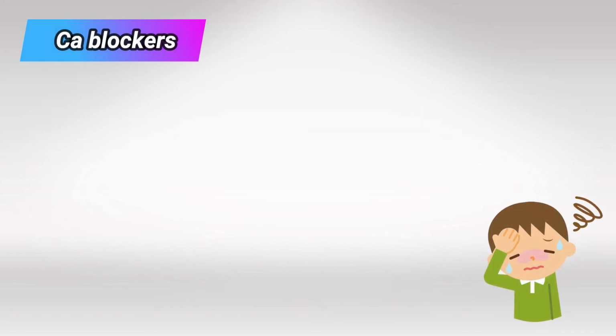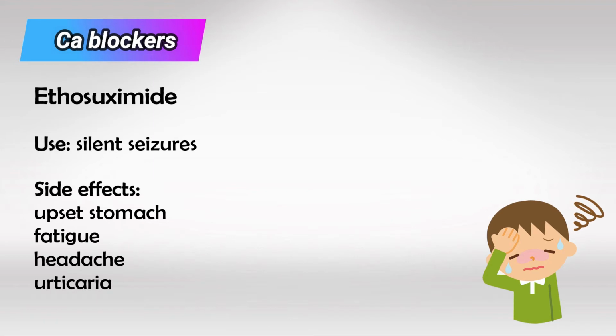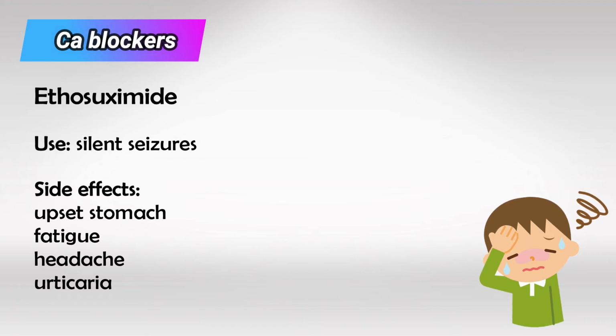The first are the calcium channel blockers, such as ethosuximide, which is the first-line treatment for absence seizures. It mainly works by blocking calcium channels in the thalamus. Like most antiepileptic medications, it causes vague symptoms such as GI disturbances and bloating, headache, fatigue, and some skin syndromes such as urticaria or Stevens-Johnson syndrome. These side effects are present in almost all antiepileptic medications.